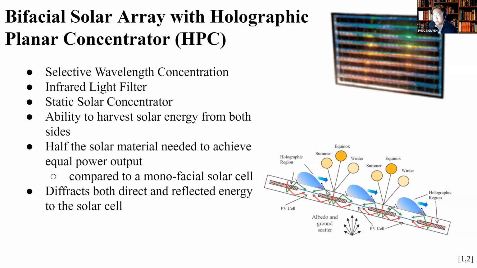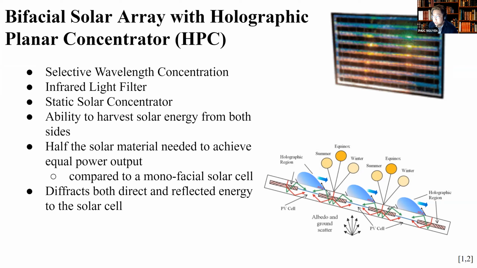The benefit of HPC is that it's a selective wavelength concentrator, so it only reflects light that can be used by the solar cell. It also does infrared light filtering, so any infrared wavelengths will pass through and not affect the solar cell. And it's static, so there are no moving parts. As well, since it's bifacial, we have the ability to harvest more energy from all the light from the HPC, using half the solar material needed to achieve equal power output compared to monofacial. HPC can also take an incident light and diffract it into a bigger range.